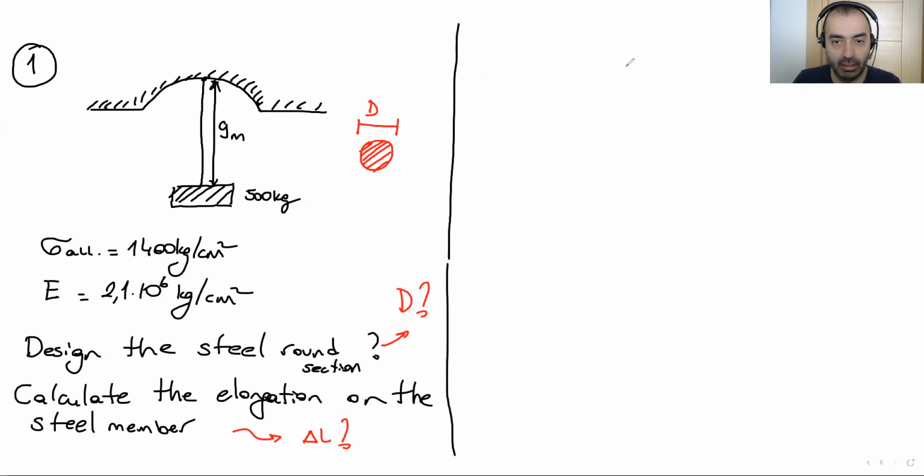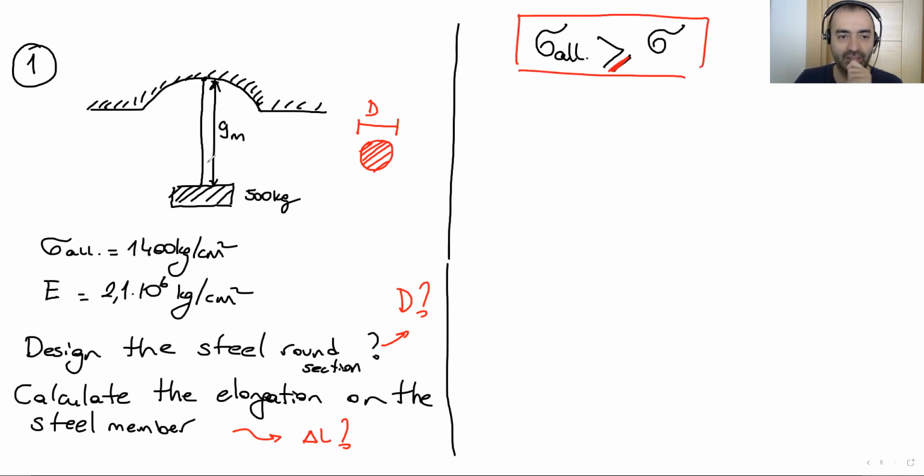So basically, while we are designing the sections, we know only the allowable stress. Any stress on the section, on the member, cannot be greater than this allowable stress. The stresses can equal this one. So all the stresses should be less than or equal to the allowable stress.